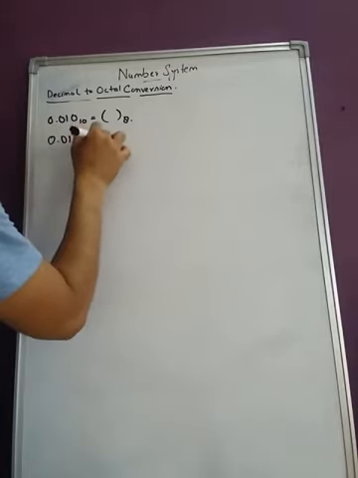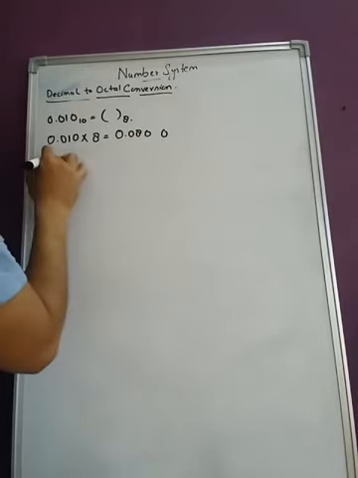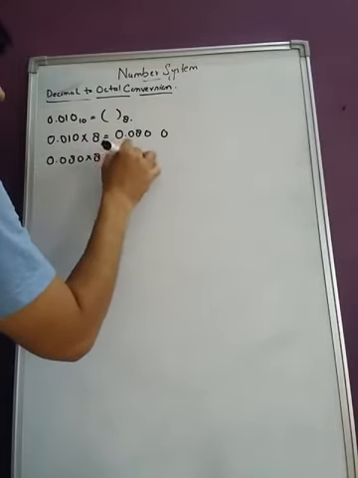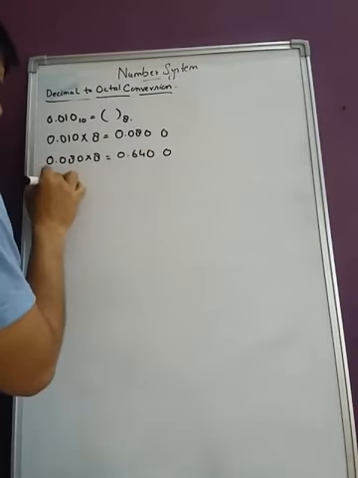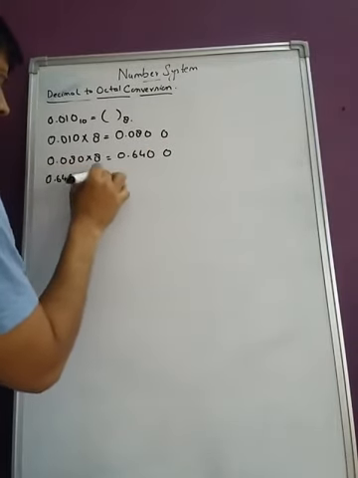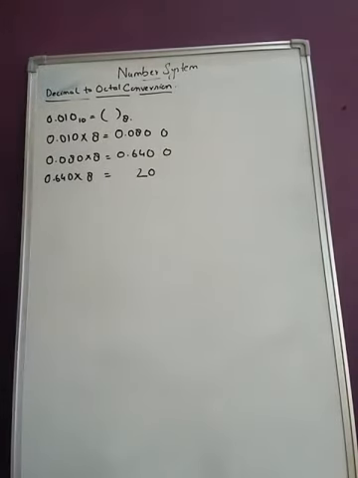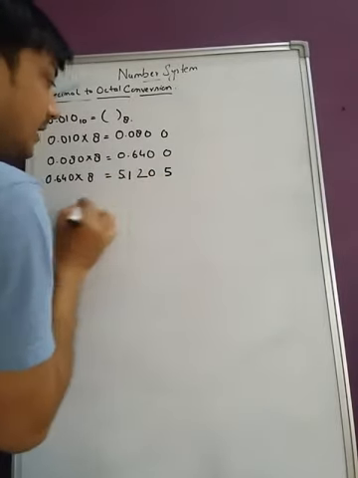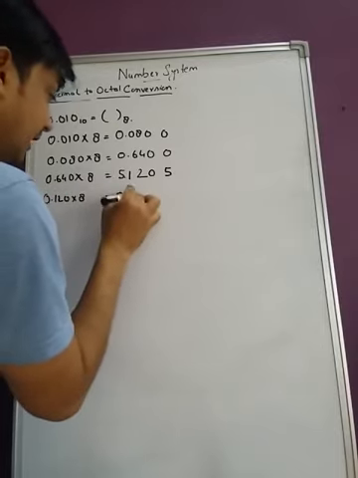0.010 multiplied by 8 will be equal to 0.080, and 0 will be the remainder on this side. Then 0 point, and this will be 64, and 0 will be the remainder. 0.640 multiplied by 8 is equal to 0, and 8 4s are 32, and 48 and 3, 51. 5 will be the remainder. Next, 0.120 multiplied by 8 is equal to 0.960, 0 will be the remainder.